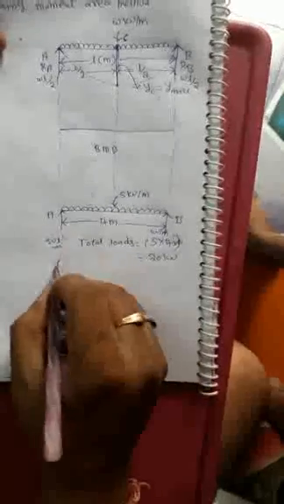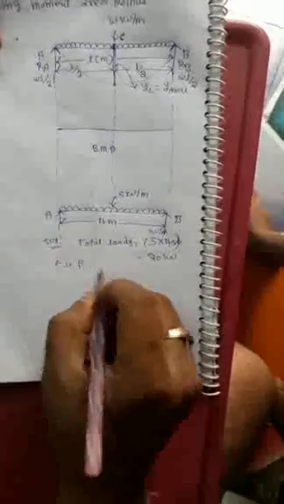Next, total upward forces equal total downward forces. The upward forces are the two reactions, R_A plus R_B. The downward force is the UDL only, whose formula is W into L, which we already found to be 20 kilonewtons. This is equation number 1. Next, taking moments about A.